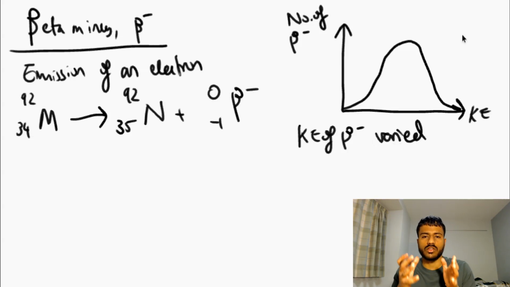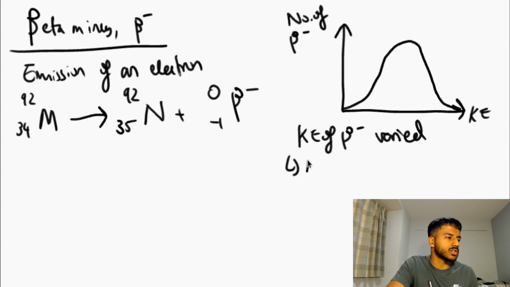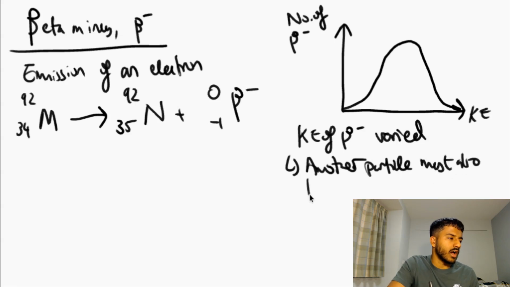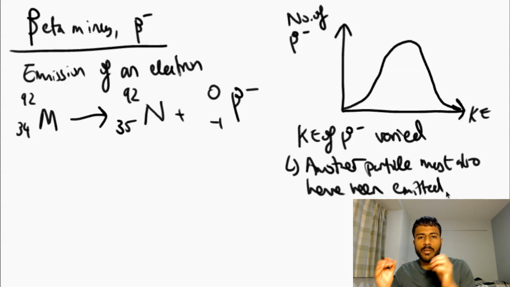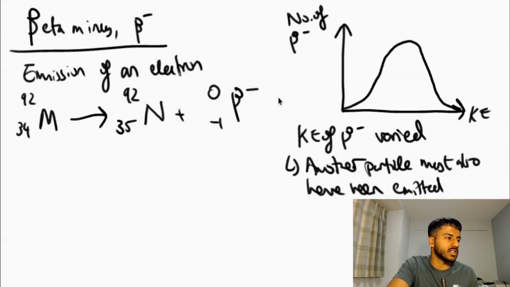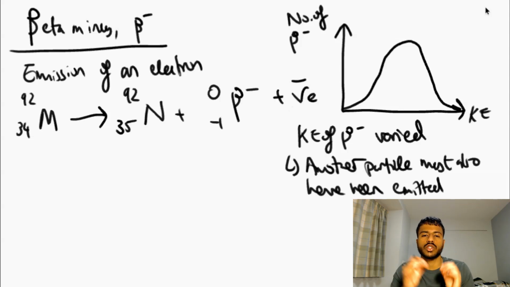Now, because of this range of kinetic energies, this meant that this decay equation could not be true, as energy is not conserved, which means that another particle must also have been emitted. As we know from our particle physics, this here in this case is our anti-electron neutrino. And if you were to look at your charge, your baryon number and your lepton number, you can now see that this equation is complete.